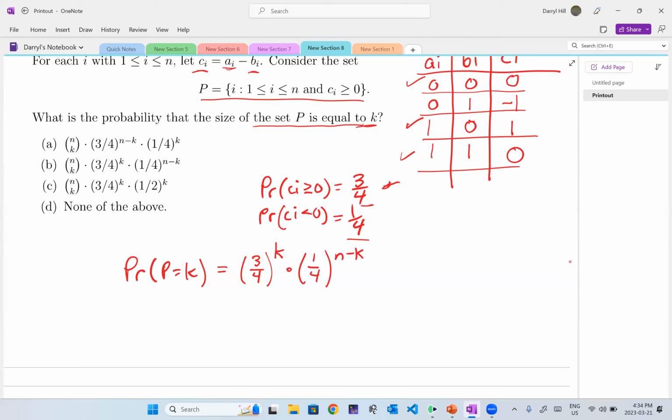Now I have to count all of the ways that I can have K of these locations greater than or equal to 0 out of N, which is simply N choose K, right? So maybe this one, this one, this one. There's N choose K ways to do that altogether. So this is times N choose K, or usually you would put that up front. So here it would be B. That one's a little bit harder, but next question.